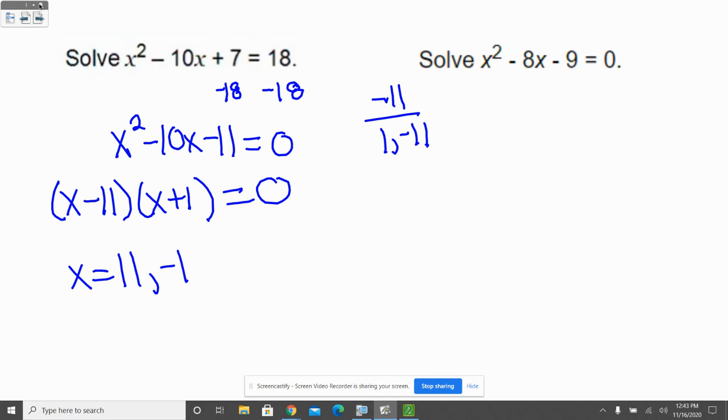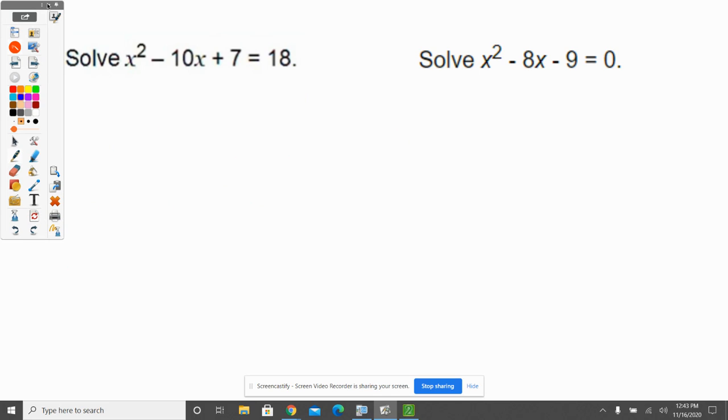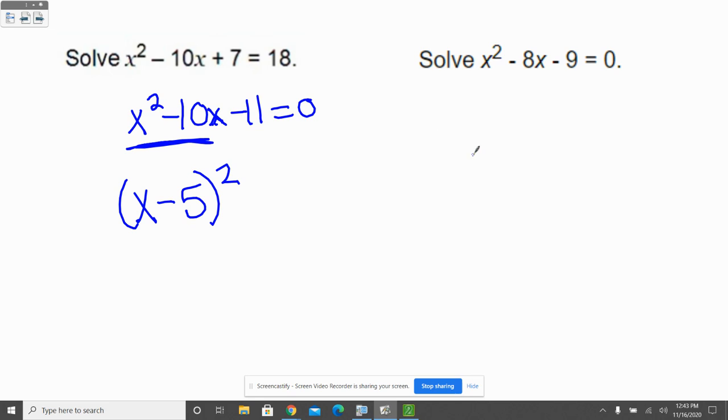If you don't, though, we need to do a method that always works, which we're going to use completing the square. So we change that to x squared minus 10x minus 11 equals 0. We need to find the square that this guy is closest to. Well, that square is closest to an x minus 5 squared. And we get that by taking that x squared. The minus 10x's have to be split up evenly.